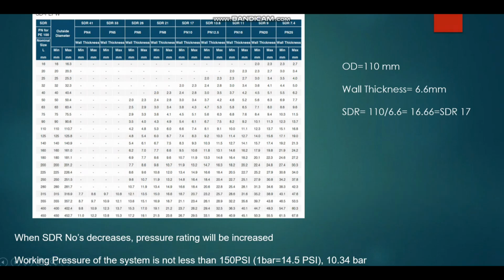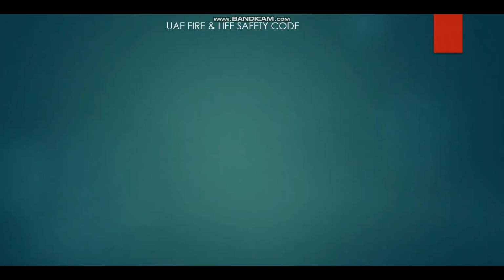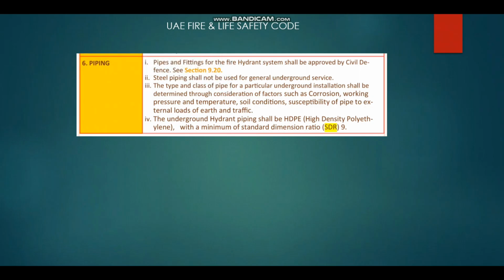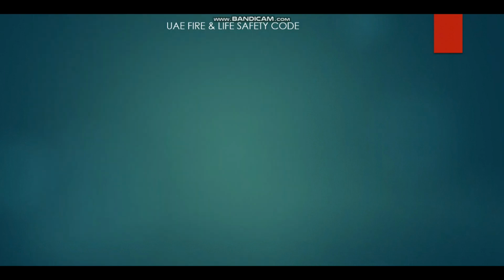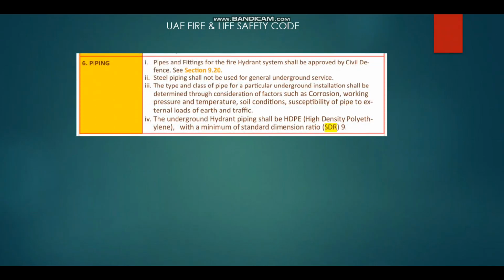But there are some changes here. For example, if you go to UAE and follow the UAE Fire and Life Safety Code, it is very clearly mentioned that the underground piping shall be HDPE with a minimum SDR ratio of SDR 9. So it's very clear that they are not even accepting PN16 bar, and if you see here, SDR 9 means which is here. That means minimum PN20 piping, I mean 20 bar piping, should be there for the underground firefighting system based on the UAE Fire and Life Safety Code, and they are clearly highlighting a few more points for you.